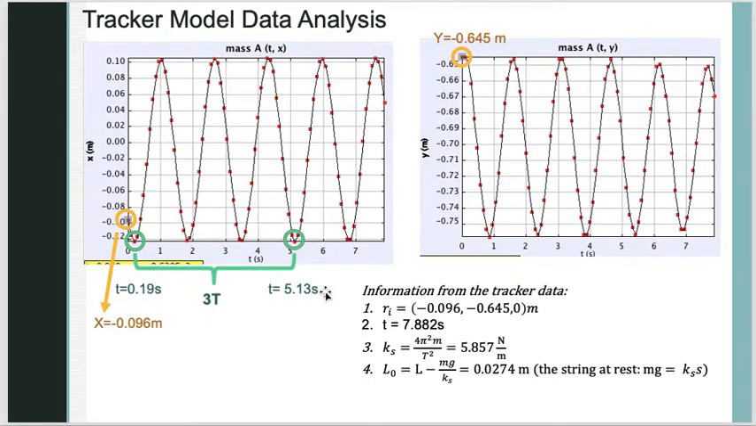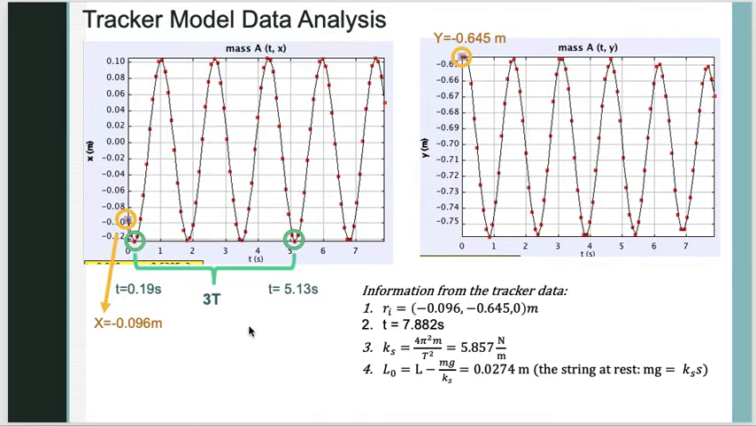Here's the data that I extracted from the Tracker model. As you can see, first is the initial position. The x component is minus 0.096 meter, and the y component is minus 0.645 meter. The time interval here is 7.882 seconds. In order to calculate the spring constant, we use this formula here. Ks is equal to 4 times pi squared times m divided by period squared, which is 5.857 newtons per meter.